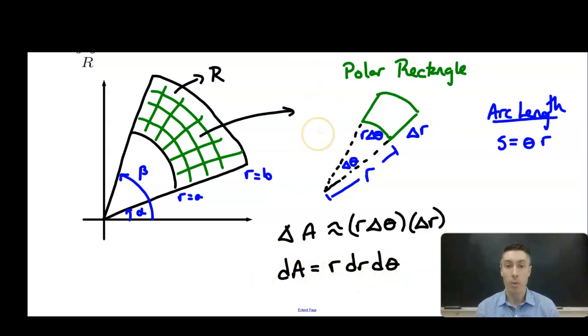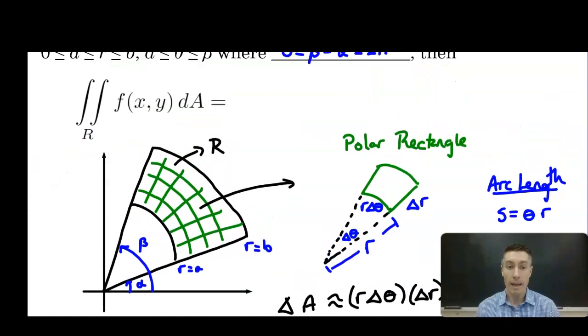So this is our first important piece of development, that dA, when converted to polar, becomes r dr d theta. And that arose from this side being slightly curved and us using the arc length formula to find the side of that polar rectangle.